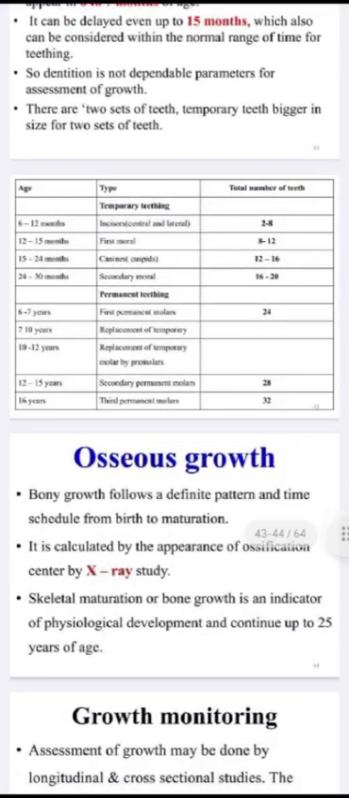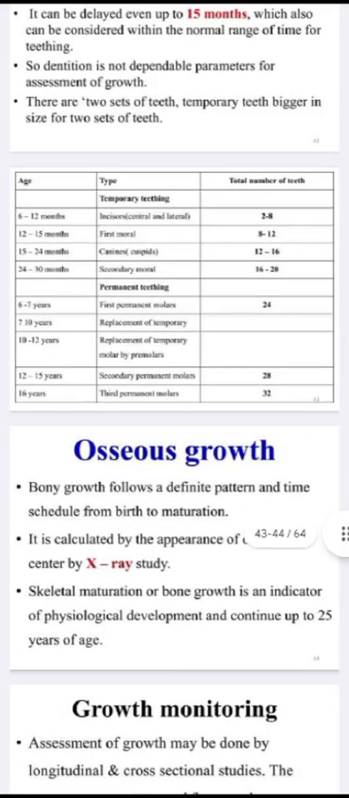There are two sets of teeth, temporary teeth beginning in the infant. So here you can see the type, age and the total number of teeth the babies are having. There are two types of teeth, that is temporary teeth and the permanent teeth. At 6 to 12 months, incisors, that is 2 to 8, and 12 to 15 months, first molar, that is 8 to 12 in number, and 15 to 24 months, canines, that is 12 to 16 in number, 24 to 30 months, secondary molar, that is 16 to 20 in number.